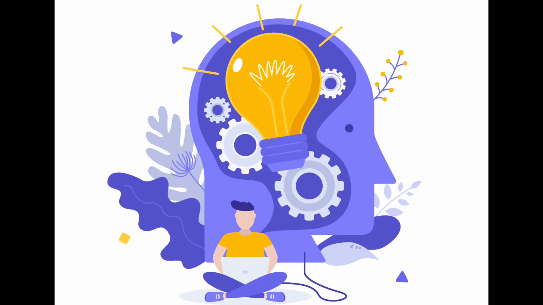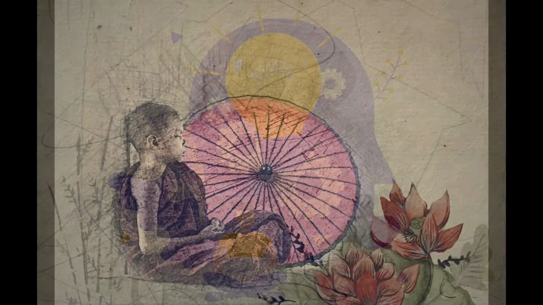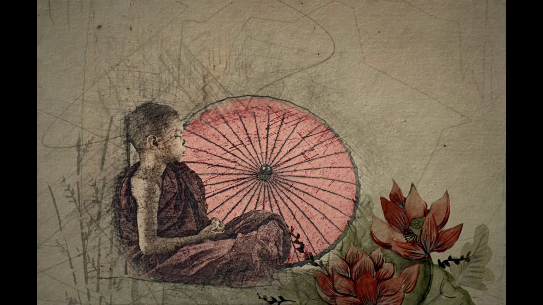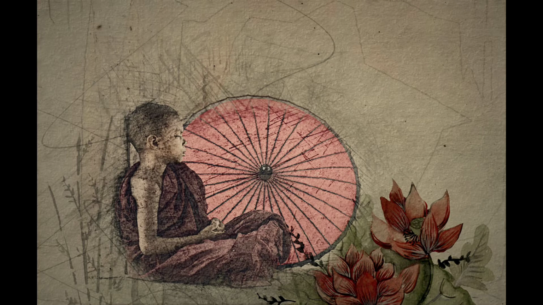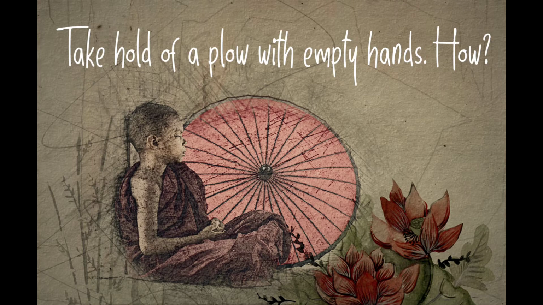Since you can't think your way into enlightenment, Zen uses what is called a koan as a spiritual tool to transcend rational experience. A koan is an irrational question or an unanswerable question, something that puzzles the student. It can also be a short story that poses a riddle or puzzle to the student. An example of a koan is, what is the sound of one hand clapping? Another example is, take hold of a plow with empty hands. How?